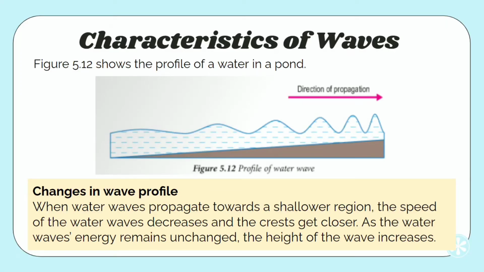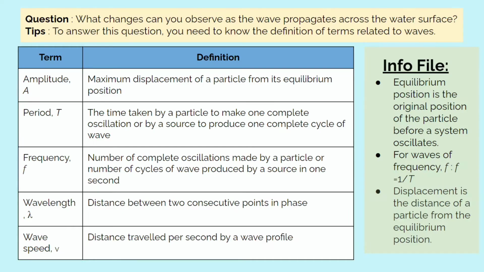Characteristics of wave. Figure 5.12 shows the profile of a water wave in a pond. Change in wave profile: when a water wave propagates towards a shallower region, the speed of the water wave decreases and the crests get closer. As the water wave energy remains unchanged, the height of the wave increases. Question: what changes can you observe as the wave propagates across the water surface? Tips: to answer this question, you need to know the definition of terms related to wave.